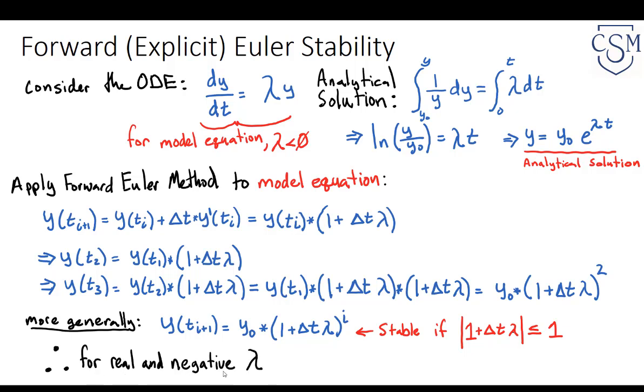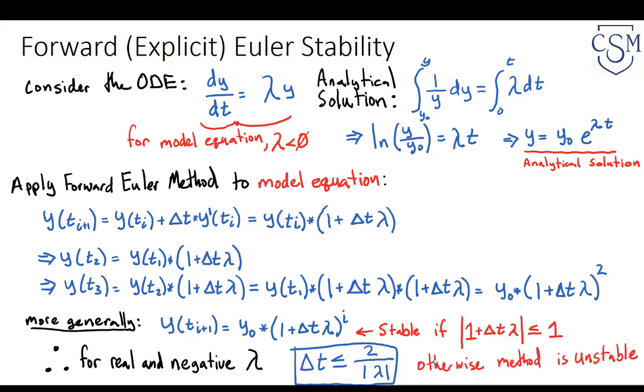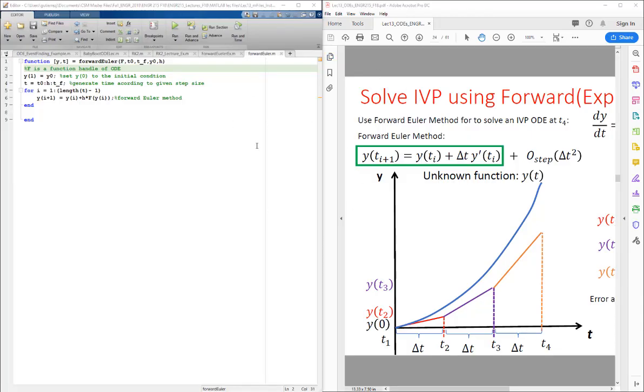Therefore, for real and negative lambdas, we say that this solution is stable if delta t is less than or equal to 2 over the absolute value of lambda. So this will set the upper bound on our time step. We cannot take a time step bigger than 2 divided by the absolute value of lambda, or otherwise our method will be unstable. So I'd like to talk about how we use this Forward Euler method with MATLAB.